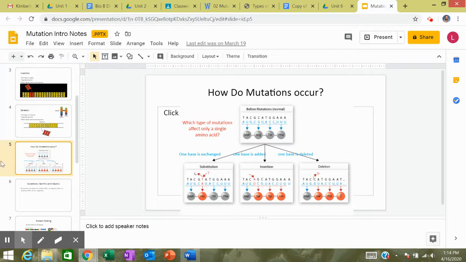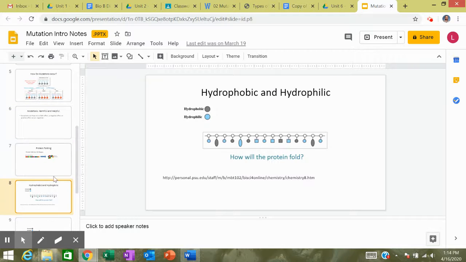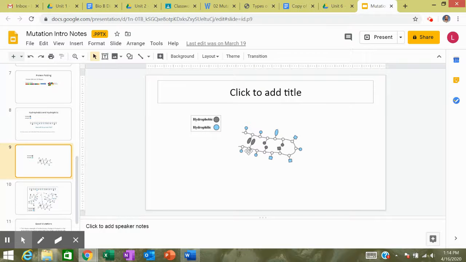Now, how do mutations occur, guys? There are a lot of different ways this can happen, but it's substitution, insertion, and or deletion. So there are three types, which are just going to affect the protein folding. We were going to talk about protein folding a little bit, just how it happens. We have hydrophobic and we have hydrophilic. Remember that hydrophobic means that it's scared of water, and hydrophilic means that it loves water. The little gray parts are hydrophobic, the little blue parts are hydrophilic. What happens here is that those hydrophobic parts actually bond to each other, and the hydrophilic parts don't.